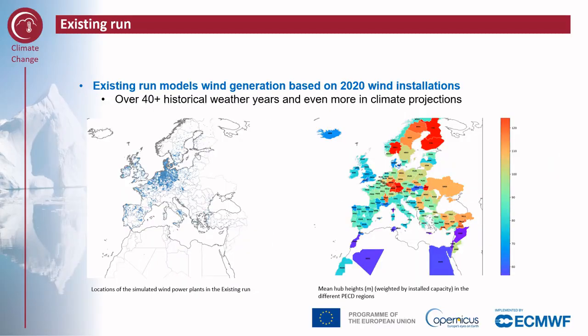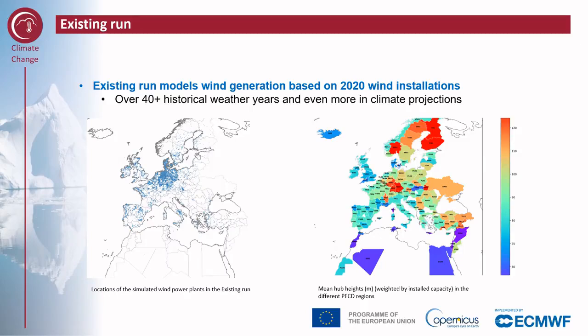For the existing run, on the left-hand side, we can see the different wind power plants across Europe that we simulate, and as mentioned, we do simulate every one of those individual wind power plants with the unique hub height, unique power curve. On the right-hand side, you can see an overview of the hub heights of those power curves in the different PECD regions, and that is just to highlight that it's important to have that knowledge of the different hub heights, different specific powers across Europe to model those significant differences.